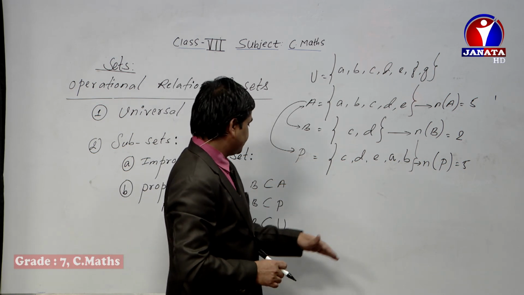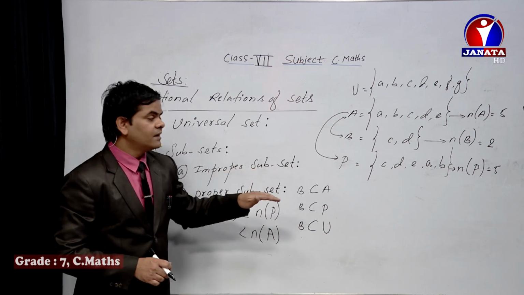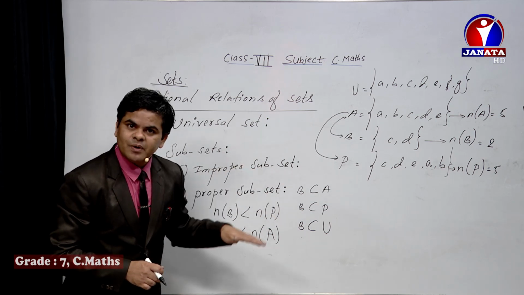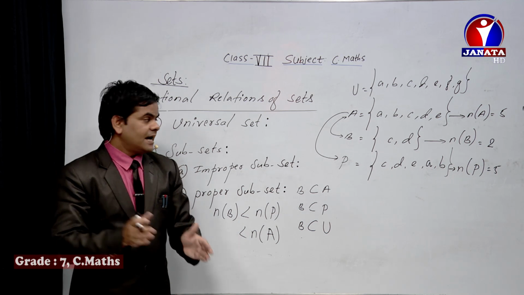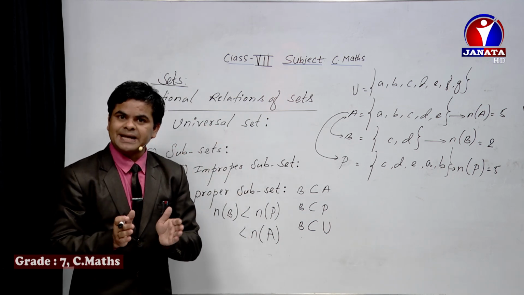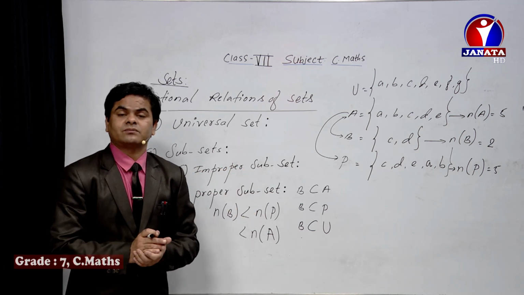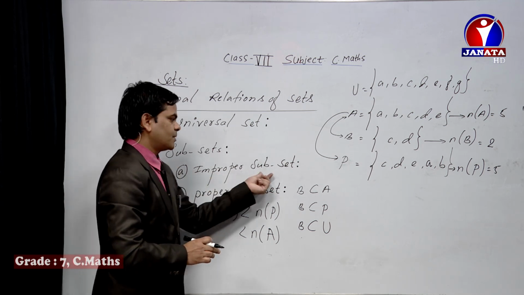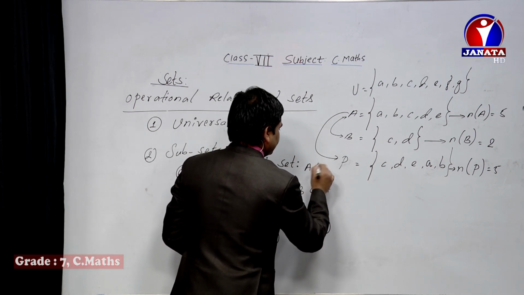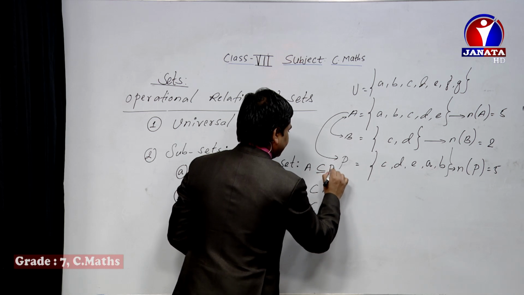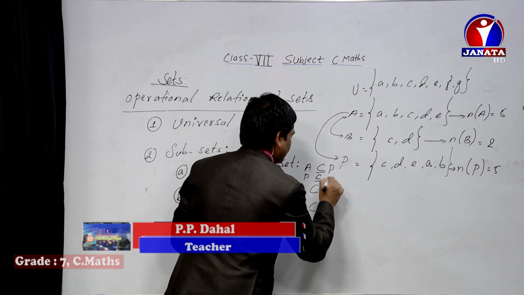In such cases, that type of subset has the relation of improper. They are known to each other as improper subsets. If cardinally there are an equal number of elements and the elements contained in both sets are also the same, then the relationship between the two sets is known as improper subset. Symbolically, we write A is the improper subset of P, or you can write it by reversing it as well. That means P is the improper subset of A.